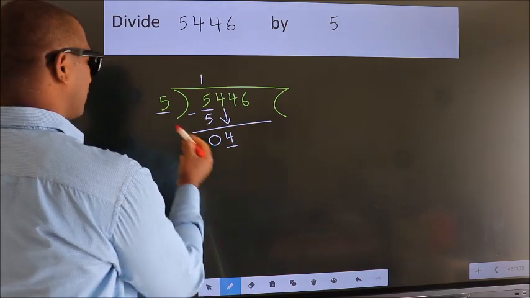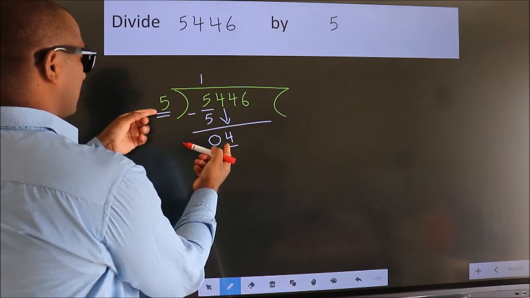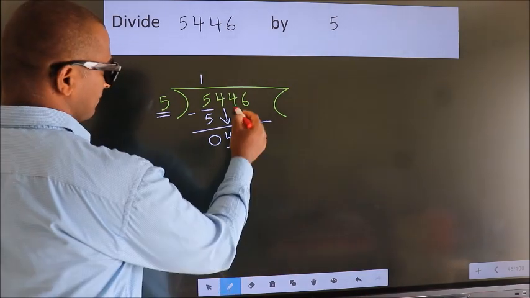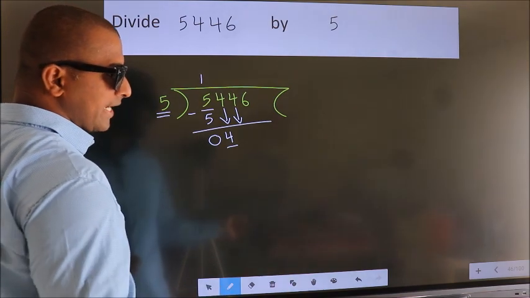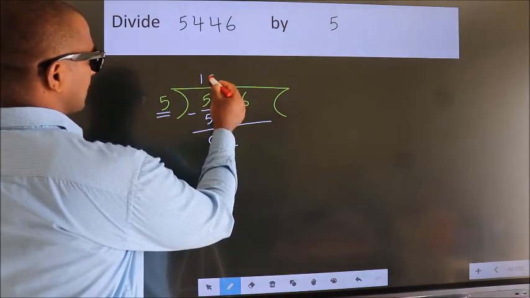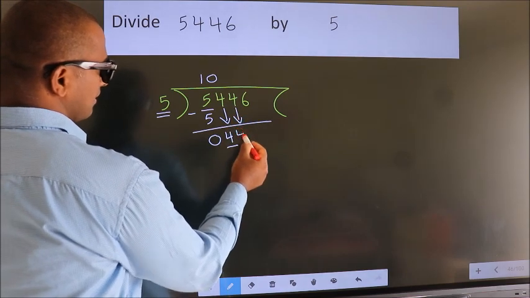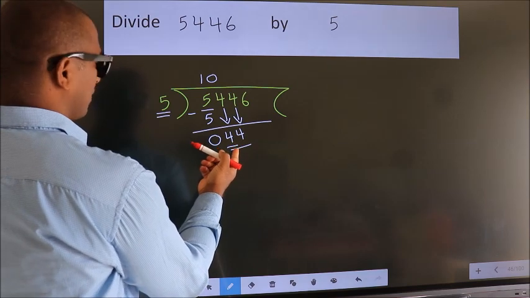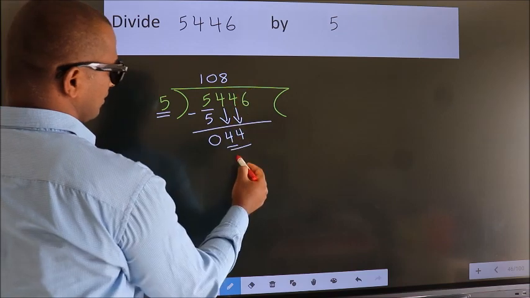Here we have 4, here 5. 4 is smaller than 5, so we should bring down the second number. The rule to bring down the second number is to put 0 here, then only we can bring down this number. So 44. A number close to 44 in the 5 table is 5 8s are 40.